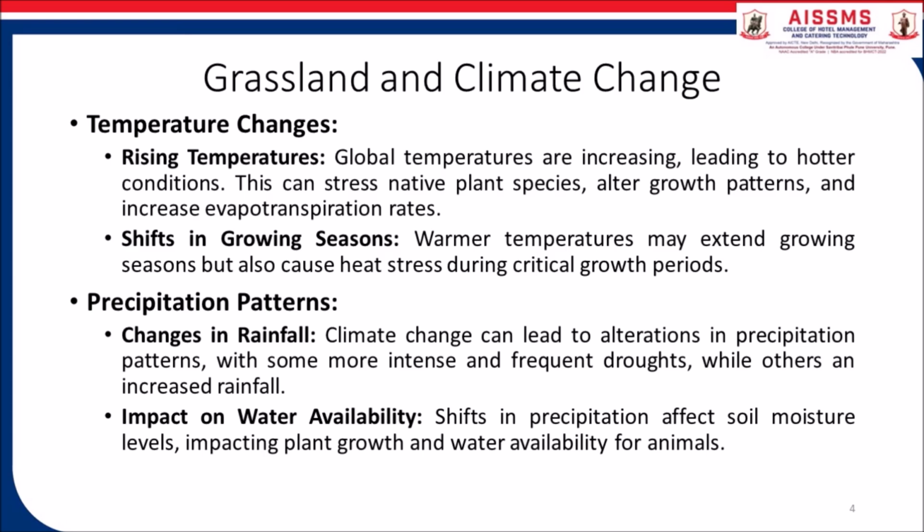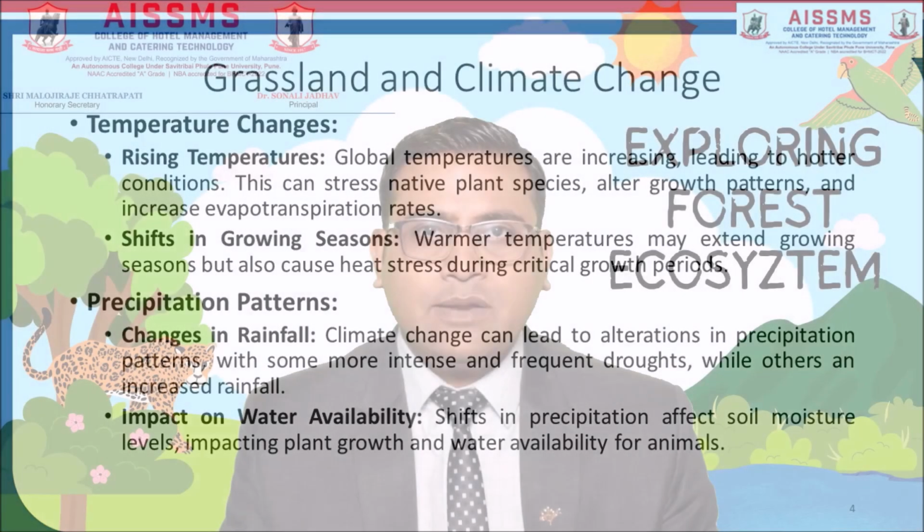Second, the precipitation pattern. We all have noticed the changes in rainfall patterns. Climate change can lead to alterations in precipitation patterns, with some grasslands experiencing more intense and frequent droughts, while others may see increased rainfall as well. Impact on water availability is also a major issue. Shifts in precipitation affect soil moisture levels, impacting plant growth and water availability for animals as well.